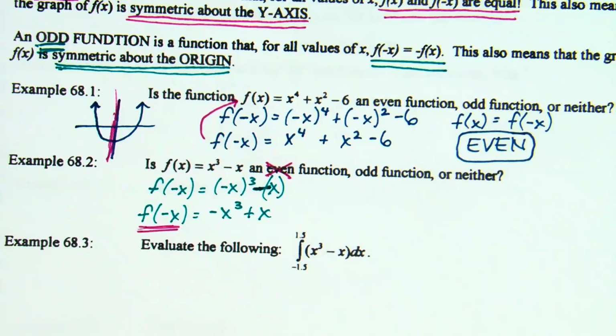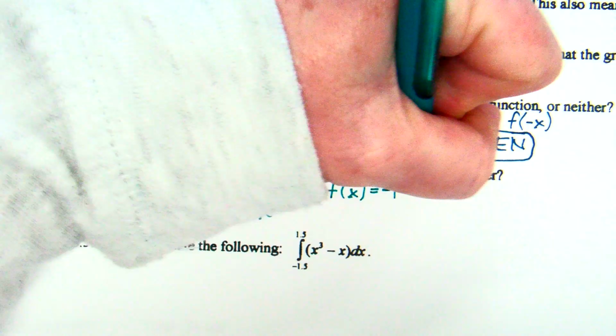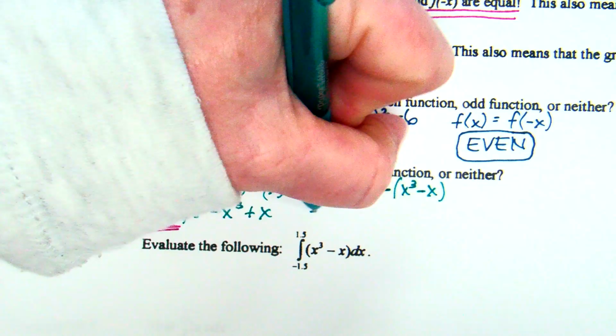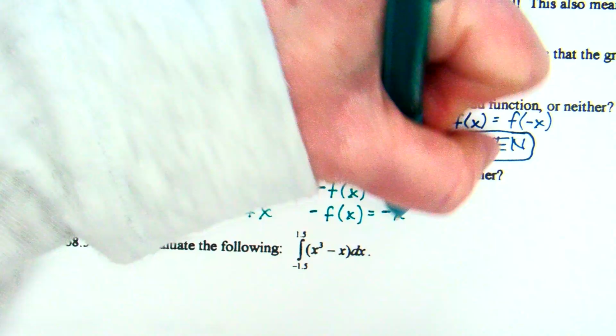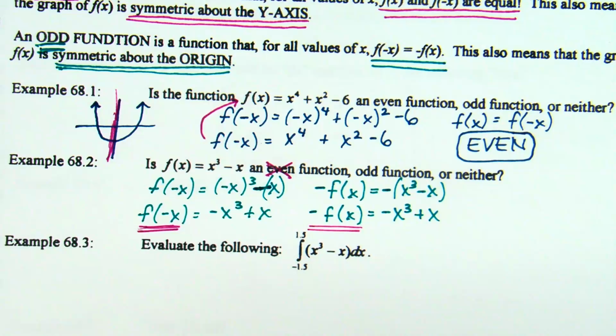We've improved our probability of guessing the correct answer at this point. So next we need to find negative f of x. Do you remember how to do negative f of x? Just multiply the entire equation by a negative. So take a negative and distribute it. And we're going to have negative x cubed plus x. What do you notice? Those are the same. There you go. And so that makes this odd.